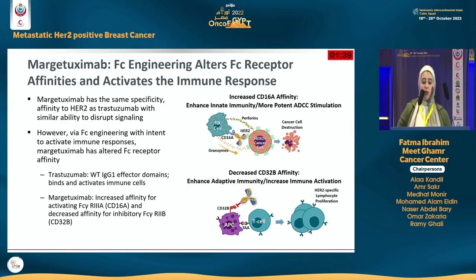Margetuximab engineering alters Fc receptor affinities and activates the immune response. Margetuximab has the same specificity and affinity to HER2 as trastuzumab, with similar ability to disrupt signaling. However, with intent to activate immune responses, margetuximab has an altered Fc receptor affinity.